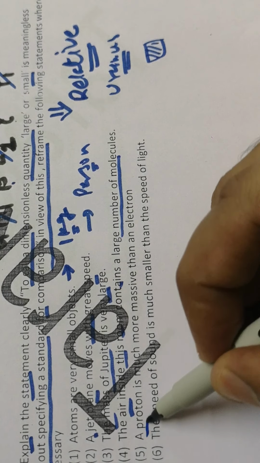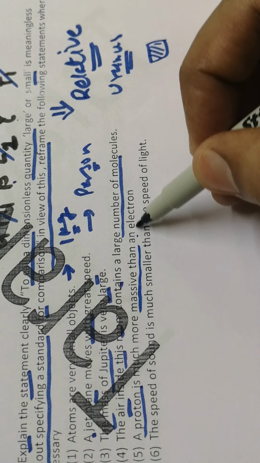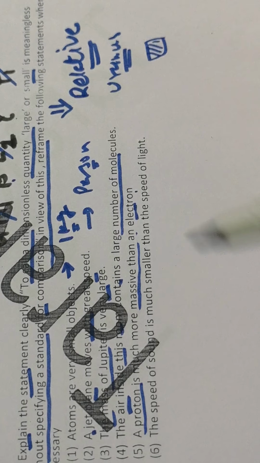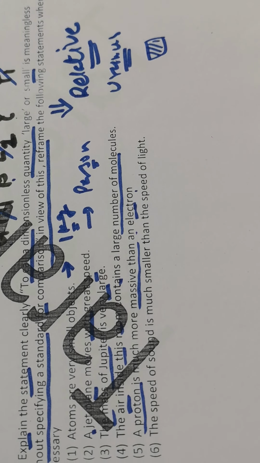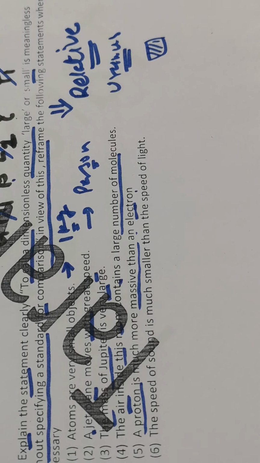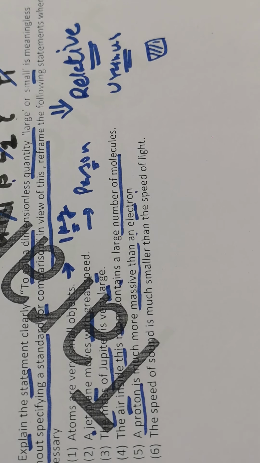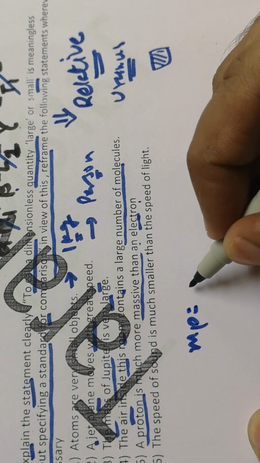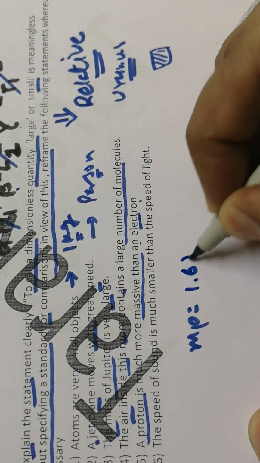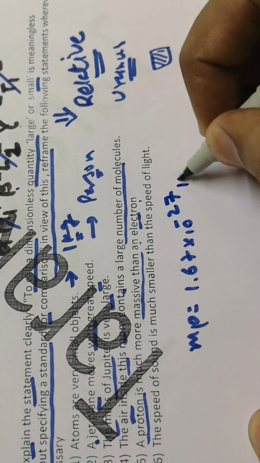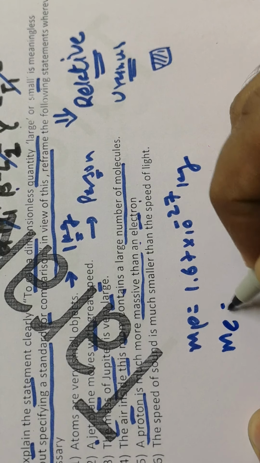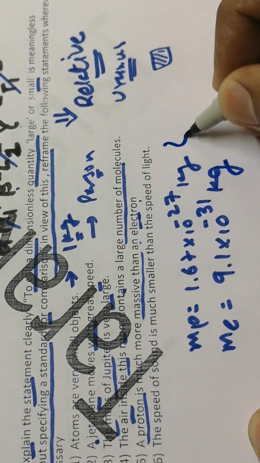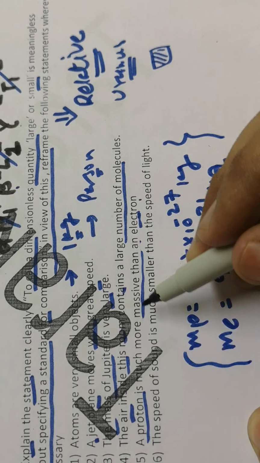Now we have been given that a proton is much more massive compared to the electron. Yes, gradually you will learn its mass. The mass of a proton is 1.67 × 10^-27 kilogram, and the mass of an electron is 9.1 × 10^-31 kilogram. This is the comparison they have mentioned.